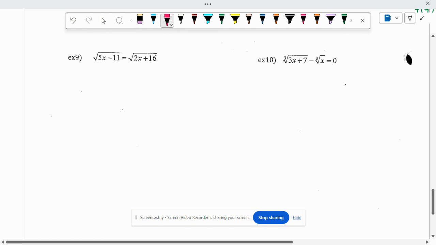Example number 9, I have the square root of 5x minus 11 equals the square root of 2x plus 16.